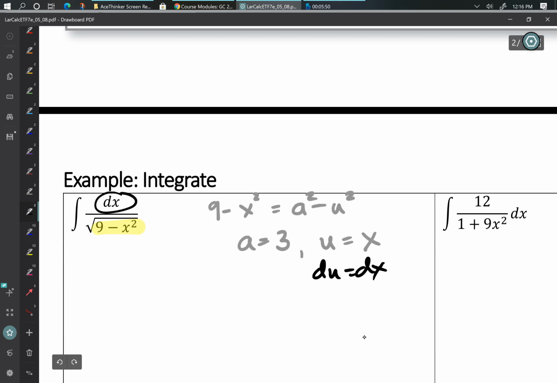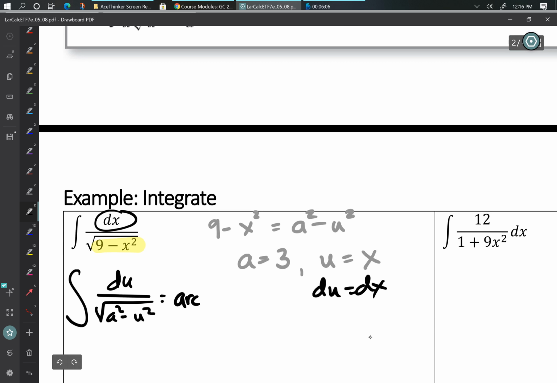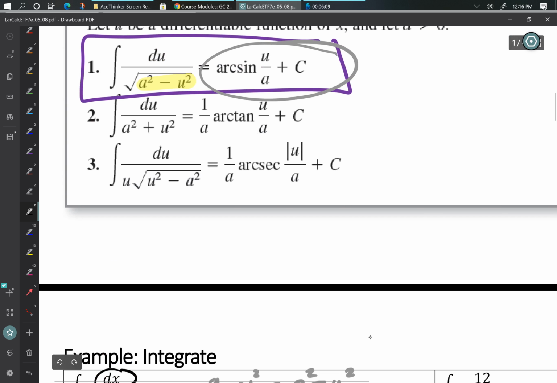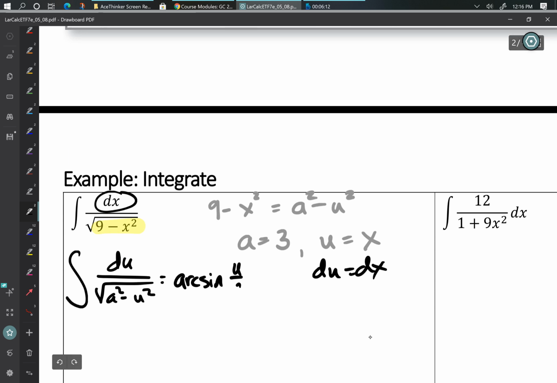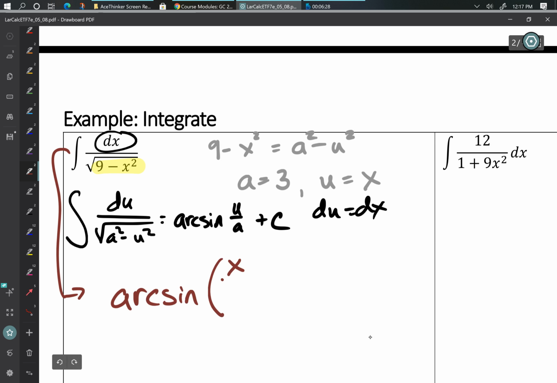And so now I can just say, okay, well then this is the integral of du over the root of a squared minus u squared. That's equal to, I'm going to copy it down from the formula, arc sine of u over a plus c. So now since all of the pieces and parts match up, I can then say that the value of this integral is going to be the arc sine of x over 3 plus c.